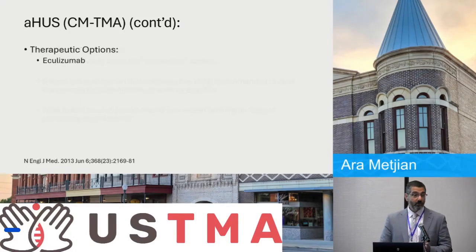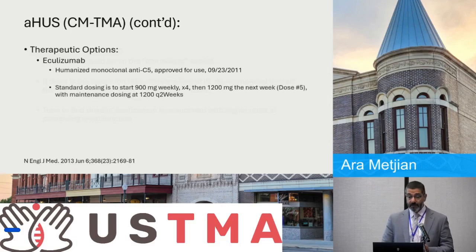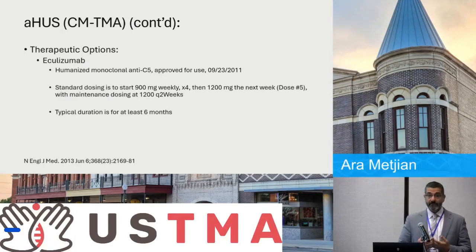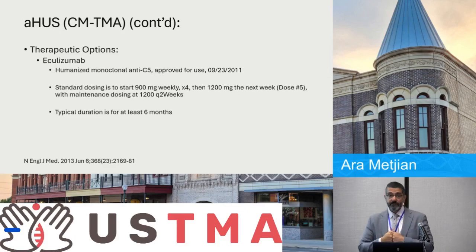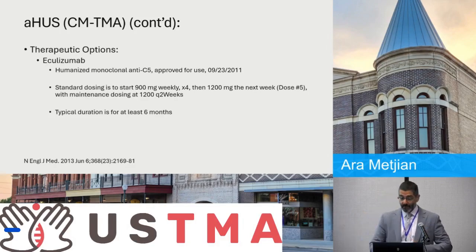And so what are the medications that are out there? This is the first one, eculizumab. This is an antibody that targets C5, the point where all the complement converges. It's made from a mouse. And we give a loading dose, and then maintenance doses for at least 6 months.